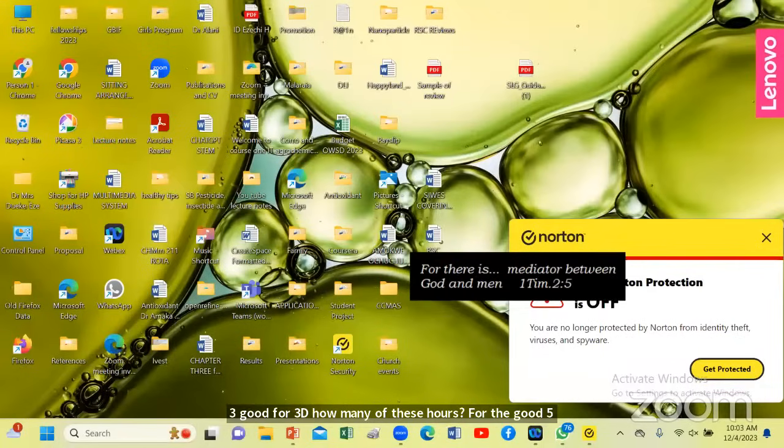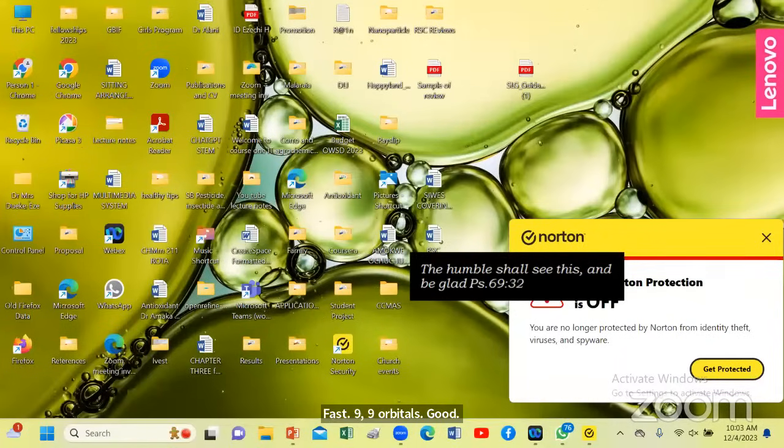Now add up the 3. 1 plus 3 plus 5 is what? Fast. 9 orbitals, good.